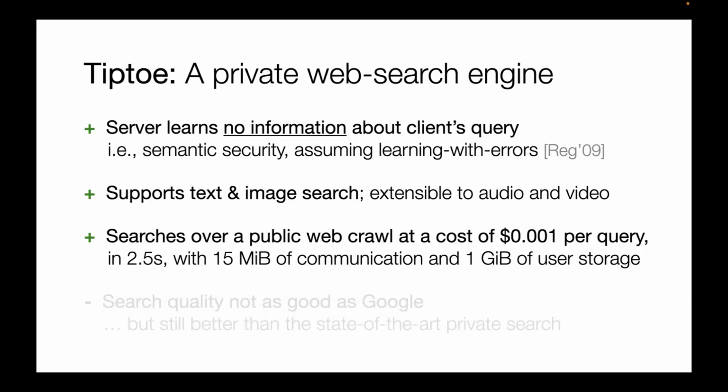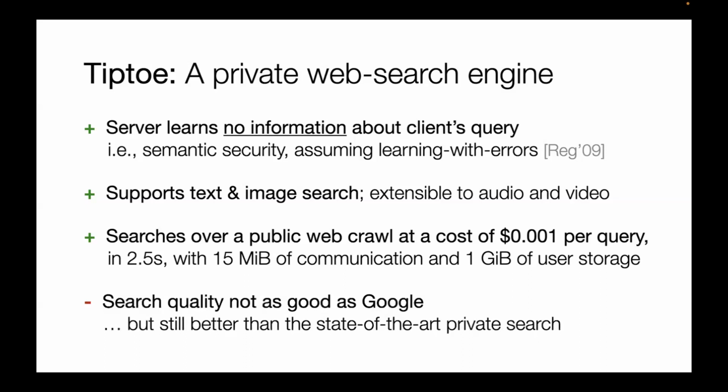And in particular, with TIPTO, searches take 2.5 seconds of latency, 15 megabytes of communication, which is the same order of magnitude as fetching a web page, and 1 gigabyte of user storage, which is the same order of magnitude as a large app on our mobile phones. The big caveat here is that TIPTO search quality is nowhere near as good as that of modern search engines like Google, but we show that it's still an improvement over state-of-the-art private search.